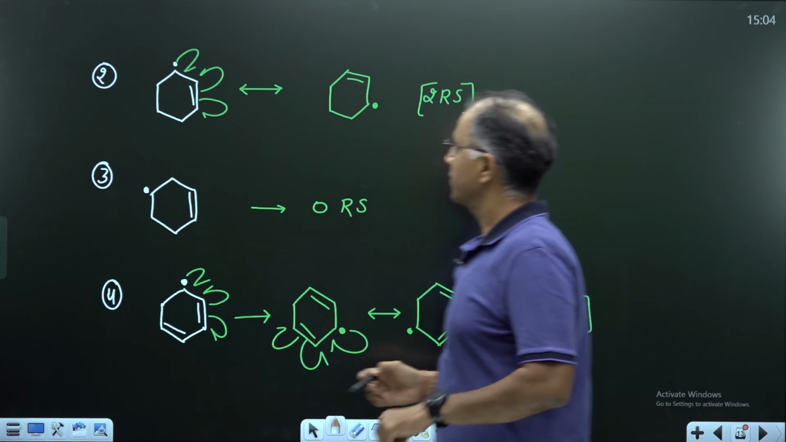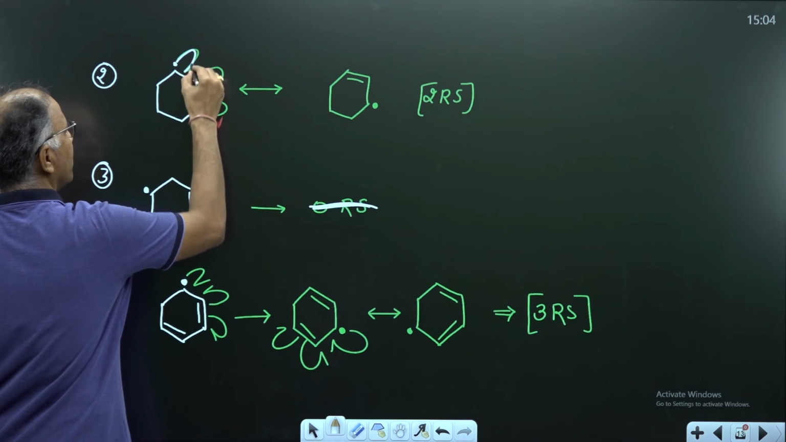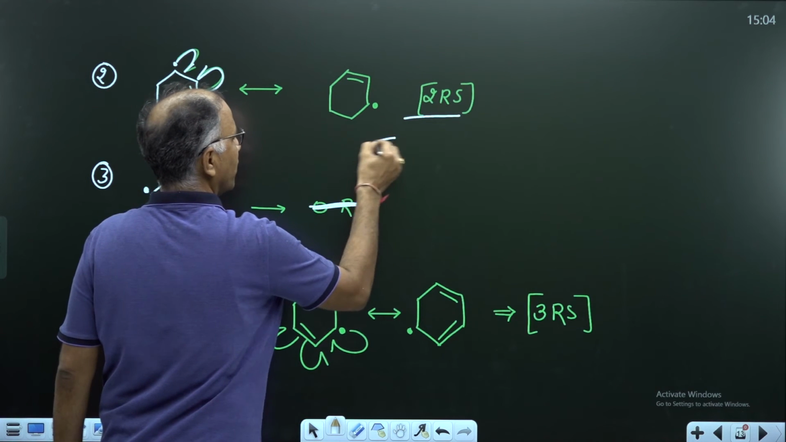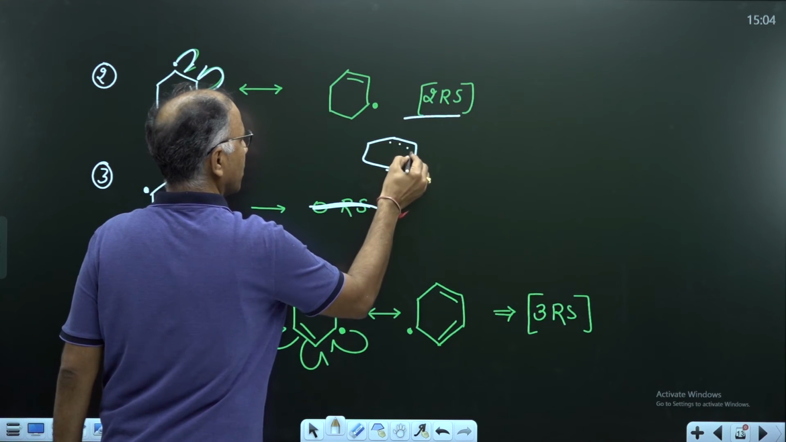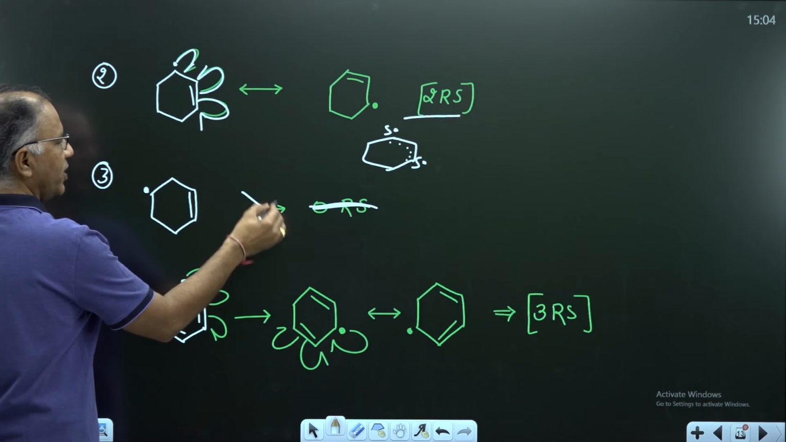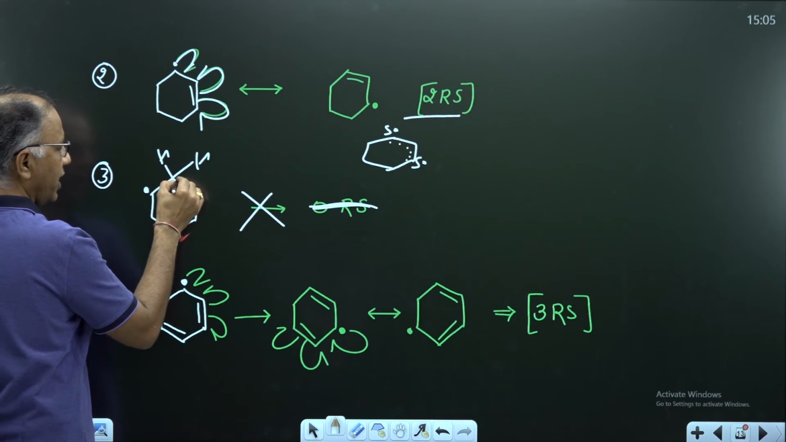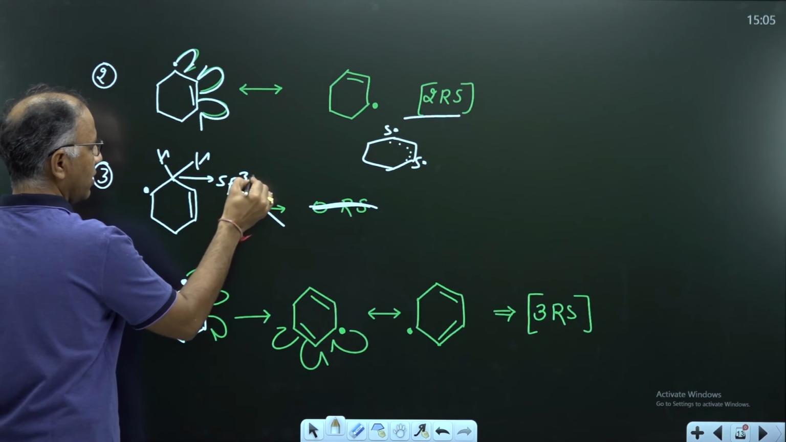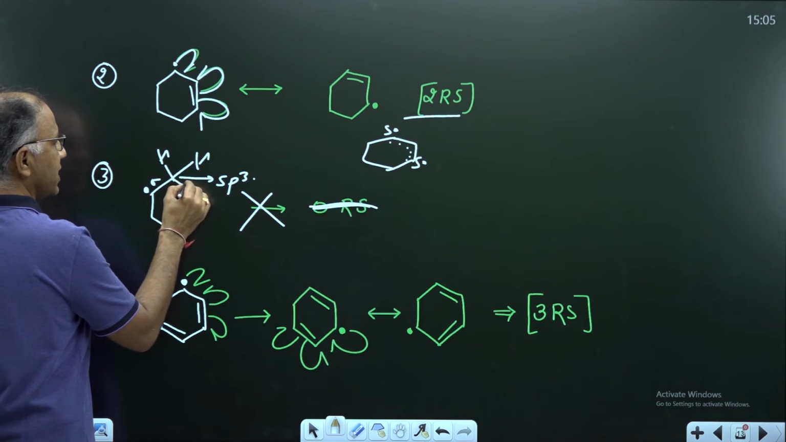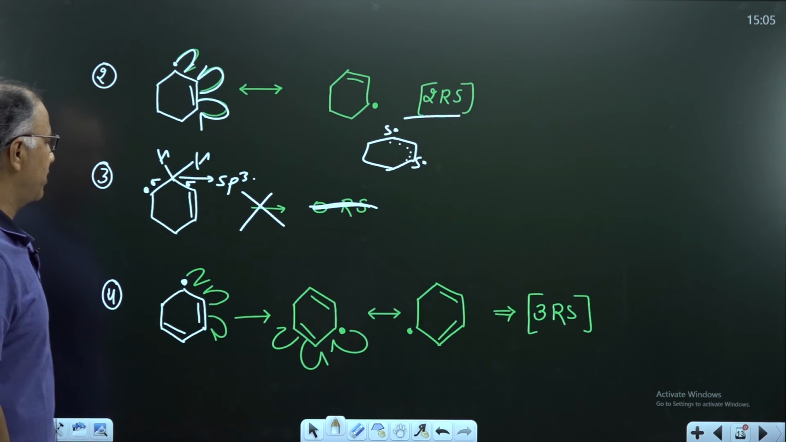Now this free radical undergoes resonance. So there will be 2 RS. And what is the resonance hybrid? Delta dot, delta dot. Now in this case, there will be no resonance because of absence of conjugation. Because between the pi bond and the free radical, there is an sp3 hybridized carbon, or we can say they are separated by 2 sigma bonds. And in conjugation, it must be separated by 1 sigma bond.